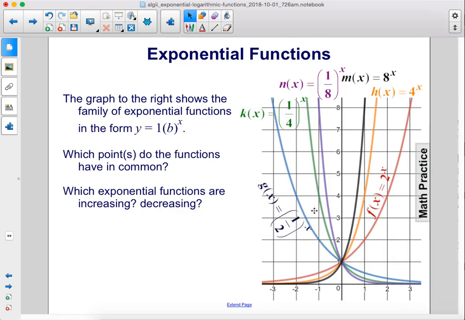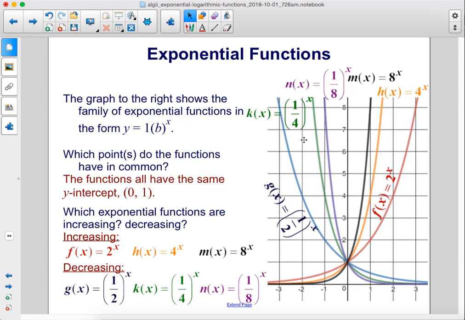The graph to the right shows the family of exponential functions in the form y = 1 · b^x. Which points do the functions have in common? Which exponential functions are increasing? Which are decreasing? The functions all have the same y-intercept, (0, 1).